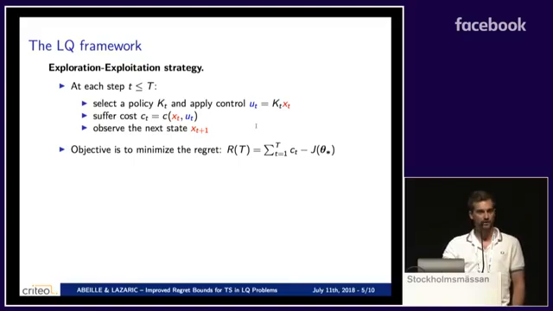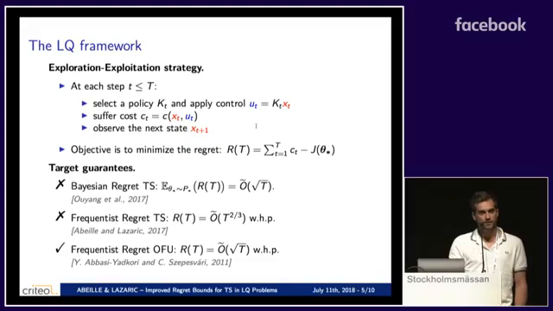We have Bayesian regret guarantee of square root of T, but unfortunately it doesn't provide the performance guarantee for a specific realization of theta star, but only on average with respect to a prior. And we want to target the stronger guarantee that is the frequentist regret. And we want to match the square root of T rate, which is the guarantee that we have for the optimism in face of uncertainty algorithm.